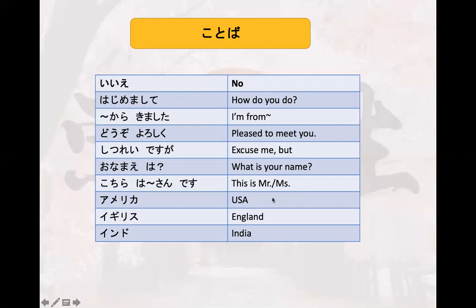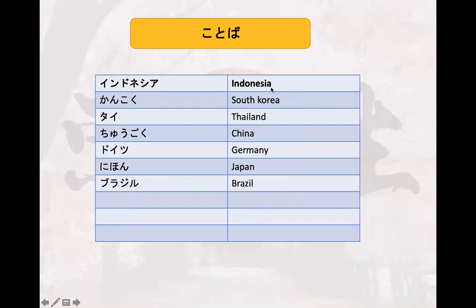Alright, so let's go to name of the countries. We have USA, America. England, Igirisu. India, Indo. Indonesia, Indoneshia. South Korea, Kankoku. Thailand, Tai. China, Chugoku. Germany, Doitsu. Japan, Nihon. Brazil, Burajiru. So there.